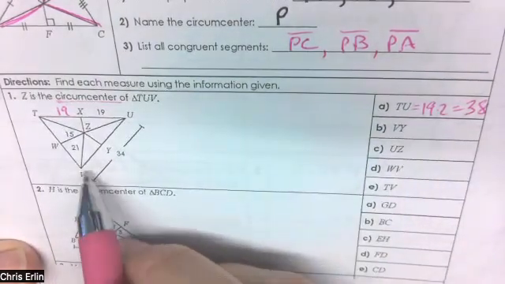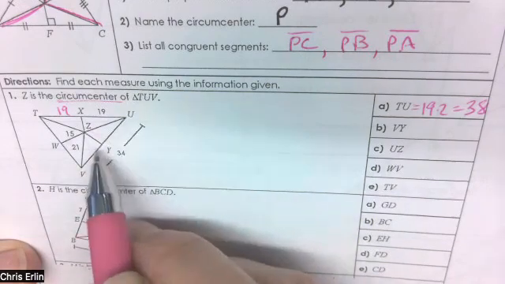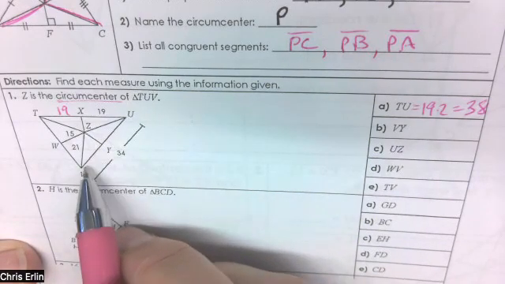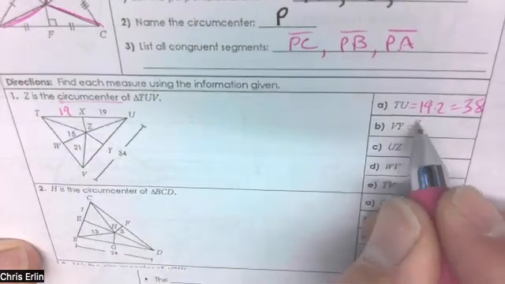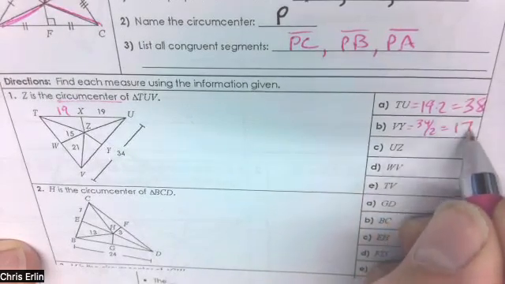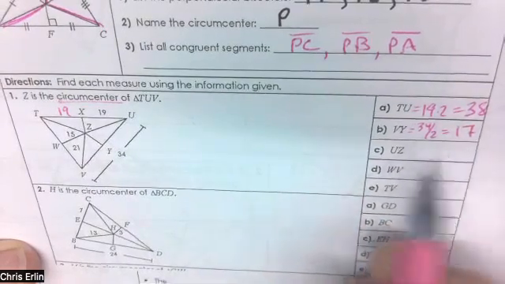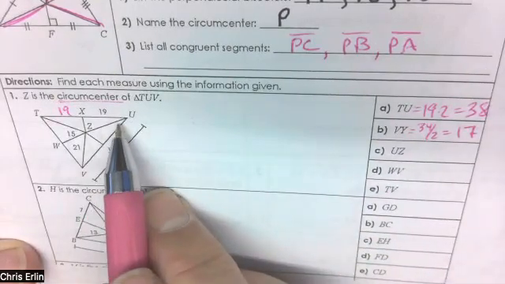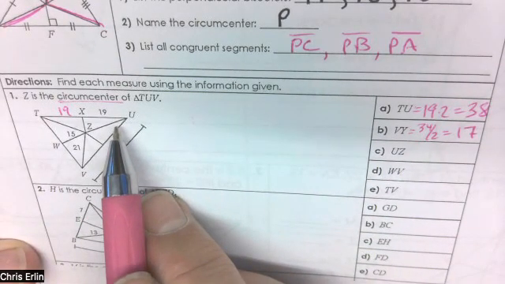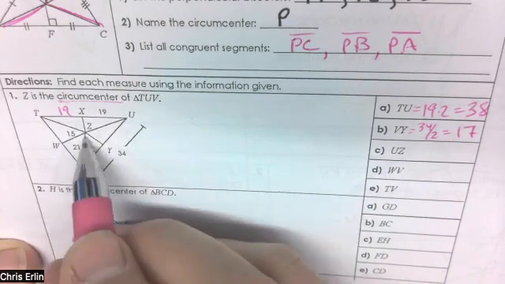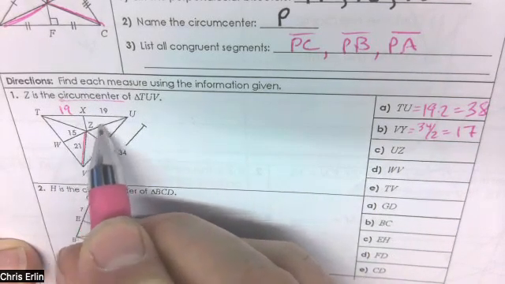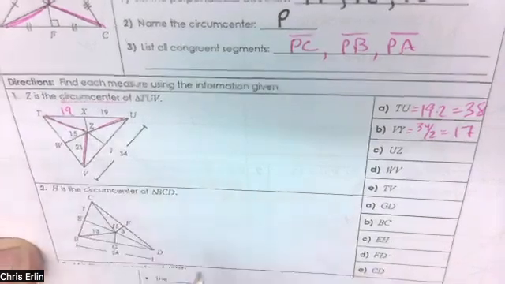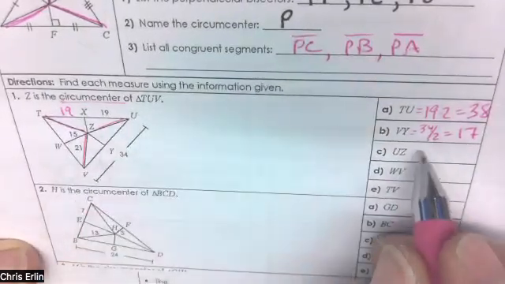Now, VY, if we know this whole length is 34 and Y is a midpoint, then VY is how big? 34 over 2 is 17. All right, those parts are easy. What about UZ? Good. Why? Because they're all equidistant vertices from that center. So if this is 21, so is that.